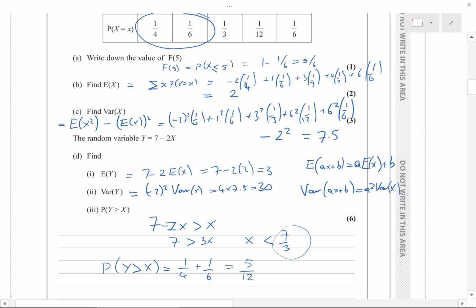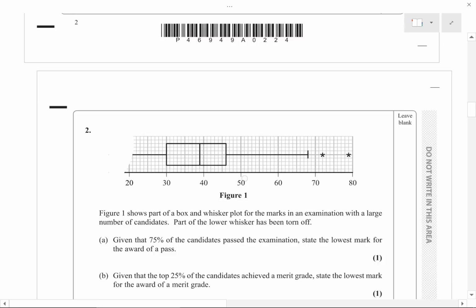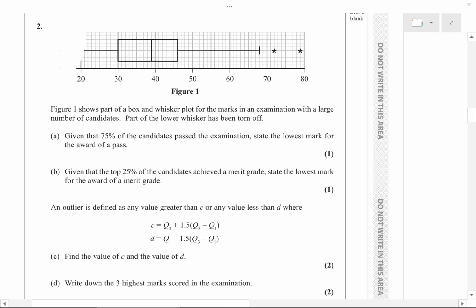Okay, not too bad a question to get us into the paper. Let's have a look at question 2 now. Question 2. Okay, we've been given a stem and leaf chart. Some of my students thought this was a misprint when I gave this, but it's not, as you'll see later. It's not something that's not come out in the printing.